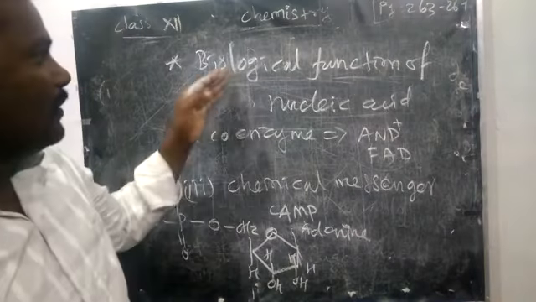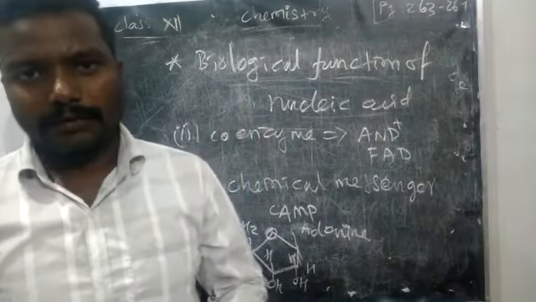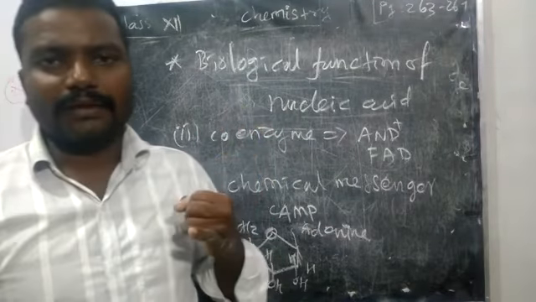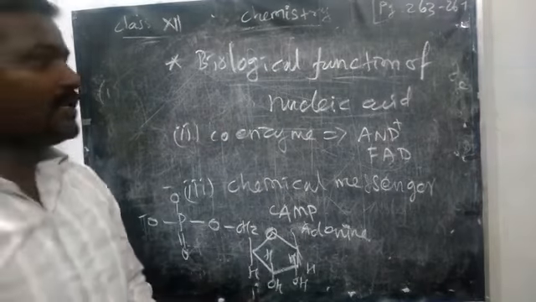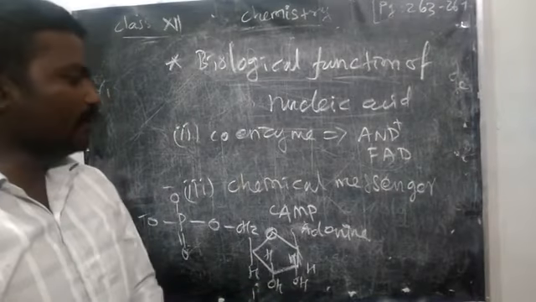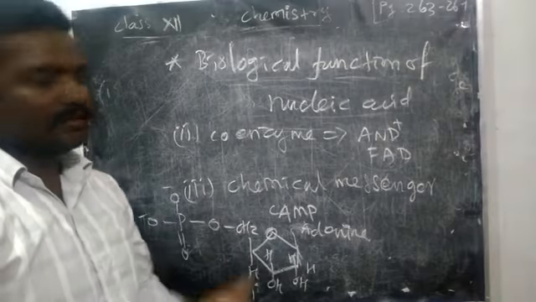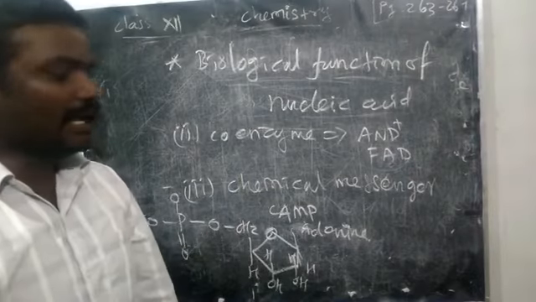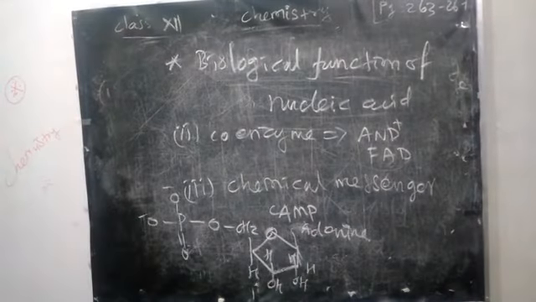So the biological function of nucleic acid takes place in 3 categories. First, energy carrier, which carries the energy. Next, it is used as a coenzyme, a cofactor for enzyme reactions, catalytic reactions. The third one is used to transfer the message, so it is used as a chemical messenger. At last we are going to learn about hormones.